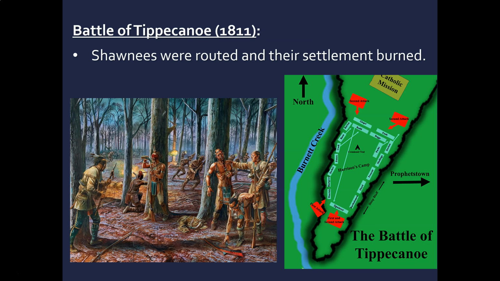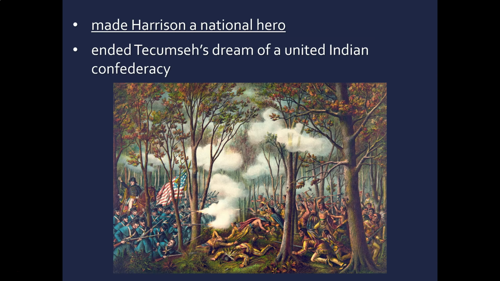At this battle, William Henry Harrison moves on Prophetstown, which was kind of the headquarters of the Shawnee brothers, although Tecumseh was actually not there. He was off trying to recruit other Native Americans. And the Shawnee attack Harrison's camp, you can see here, and they are soundly defeated. Prophetstown is burned, and this Indian Confederacy has been destroyed.